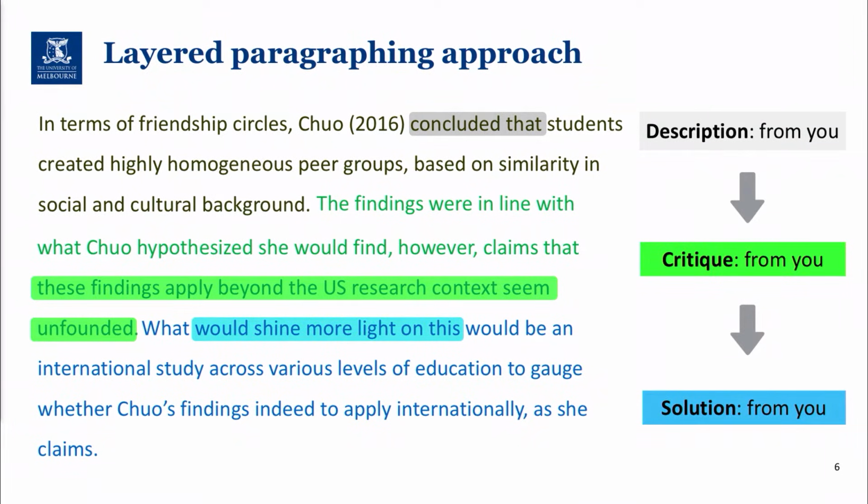Now, a crucial difference between this example and the first example is that the critique this time comes from you and the solution comes from you. So you have choices here in your critique. You can write the critique through different authors, where you state what somebody else has said about the research, or you can make the comment yourself. Again, this layered approach gives us our narrative thread through the writing.